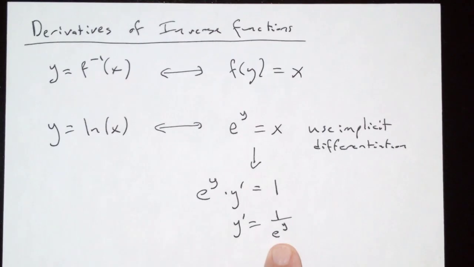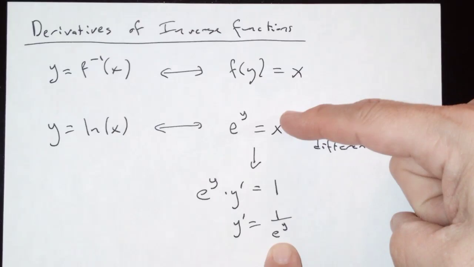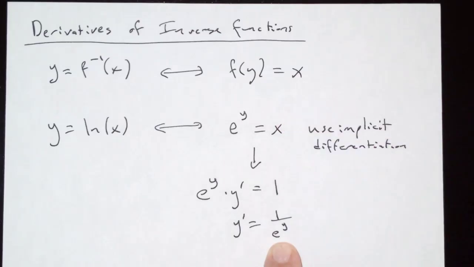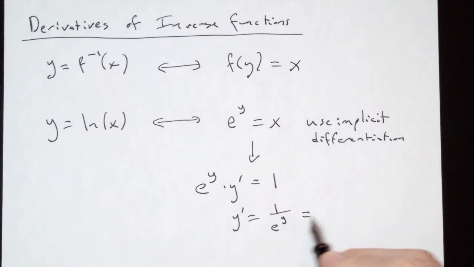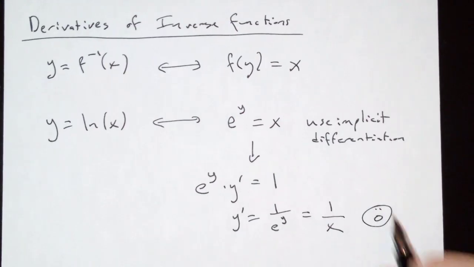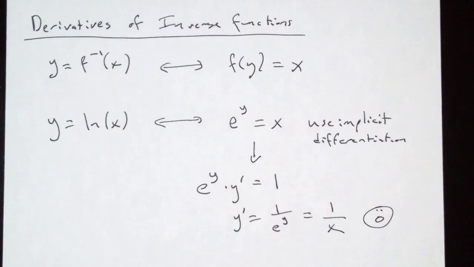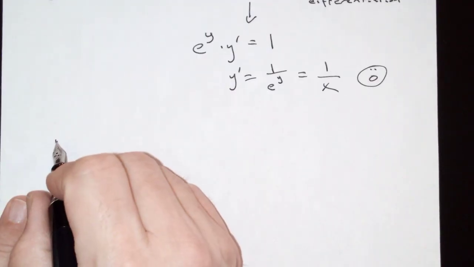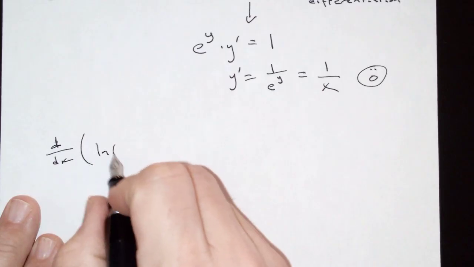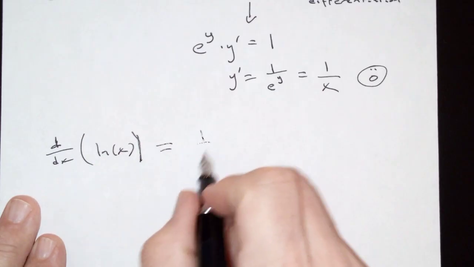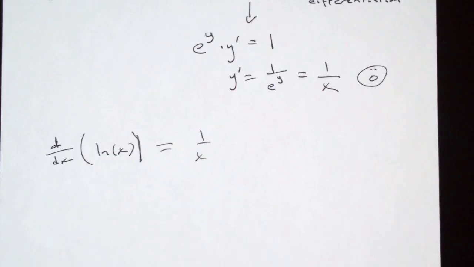That's an e to the y, right? That's an x. It says so right here. Wherever I have e to the y, that's the same as x. I have an explicit. I can now just write this as if it's a rule. Whenever I have an ln of x and I take the derivative, I get 1 over x. Independent of how I got it, I now know that works.